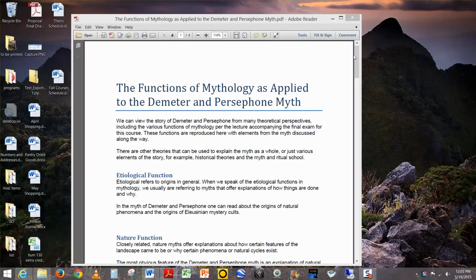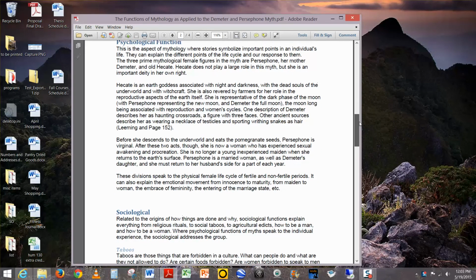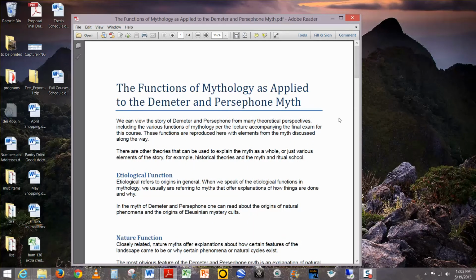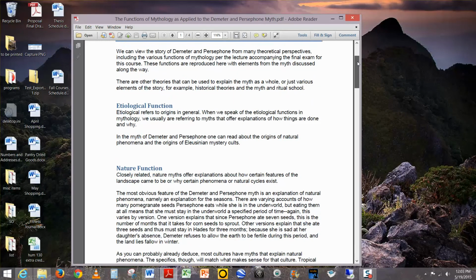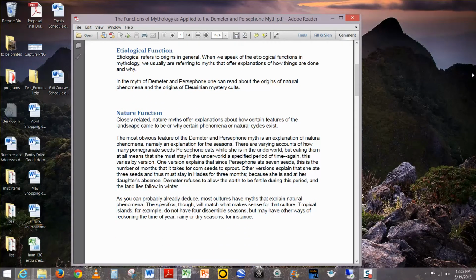So I'm looking here on the screen at our lecture material on the functions, and you see there's quite a number of them, and you should read this yourself. But let's just run through these so you'll at least have an idea of what each one is supposed to be. So the first function on our list is teleological. Now, teleological just refers to origins in general, and most of the myths will fall under this larger umbrella of teleological. So there's a lot of overlap in the myths.